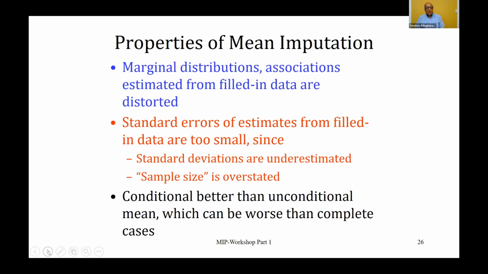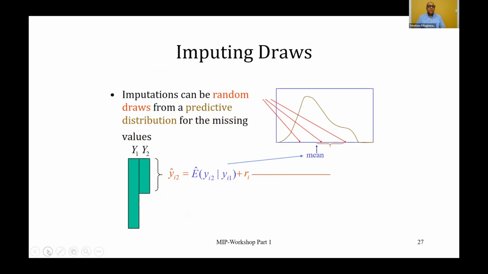Conditional is better than unconditional mean, which can be worse than the complete cases, because you are filling in the data with such a drastically reduced variation that all kinds of regression coefficients, everything, is affected by this filling in of data. So imputing draws reflects that uncertainty in the regression relationship between y1 and y2.